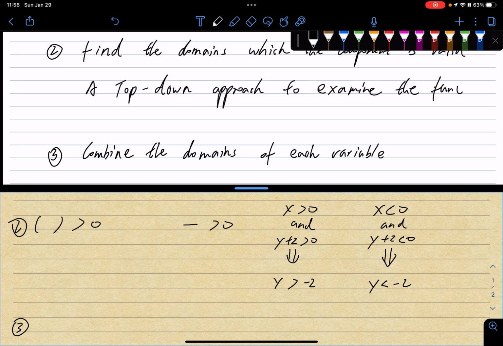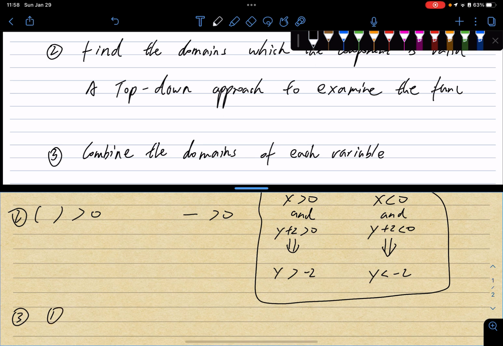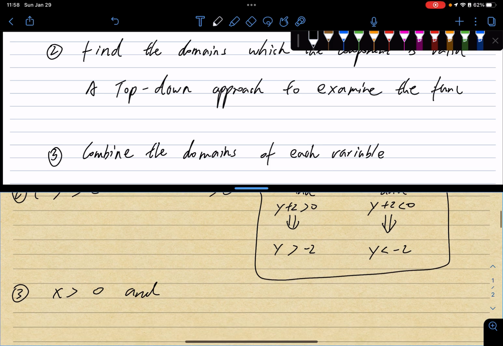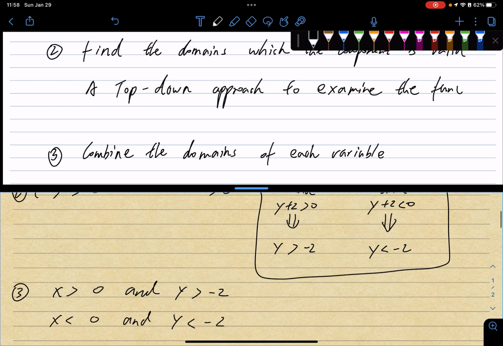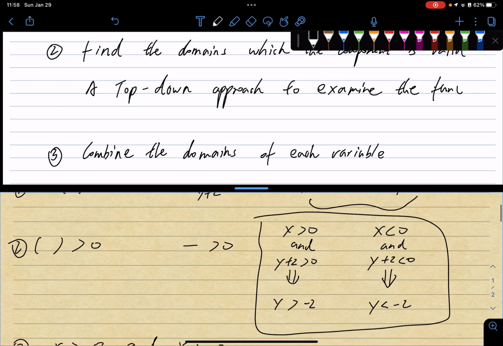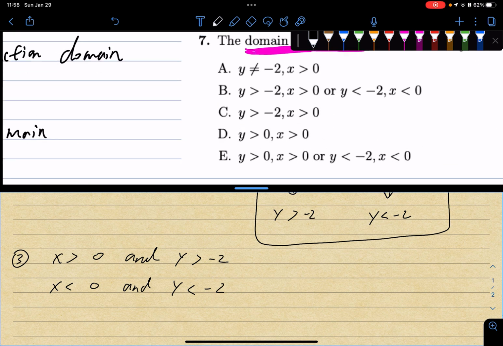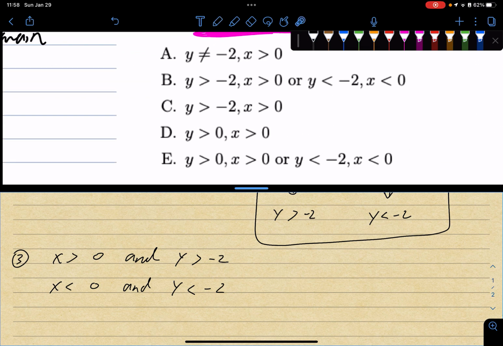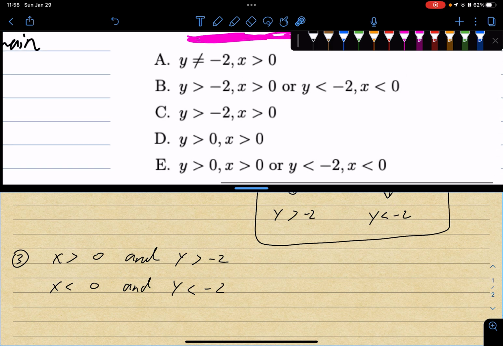So we are only focusing on the variables themselves. So the first case is x greater than 0 and y greater than -2, or x smaller than 0 and y smaller than -2. Easy enough, right? And this is the answer to this question: x greater than 0 and y greater than -2, or x smaller than 0 and y smaller than -2. So that is answer choice B.